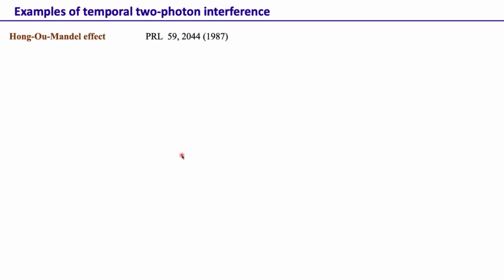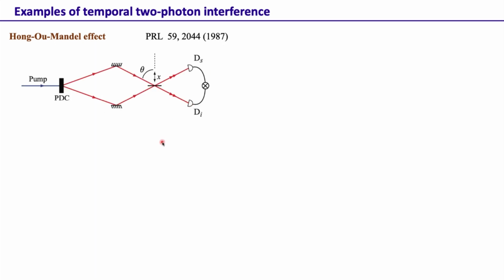As a first example of temporal two-photon interference, we'll look at what's called the Hong-Ou-Mandel effect. This was seen in 1987. This is a very famous two-photon interference effect. In this one, a pump photon gives down conversion, and these two photons are then mixed at a beam splitter.